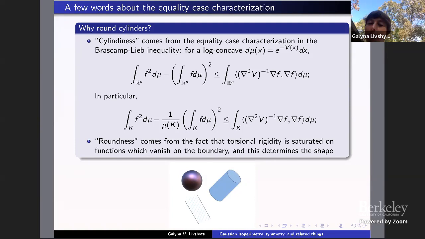Basically, cylindricity comes from the equality case characterization that I'm going to talk about in a moment in the Brascamp-Lieb inequality. Max mentioned a corollary of it, but let me remind you the inequality itself. It tells us that if we have a log-concave measure with potential V, then the variance of any function you can bound from above by this expression over here. Moreover, now if you have arbitrary V, replace e to the power minus V with e to the power minus V times the characteristic function of K. You still have a log-concave measure, even more log-concave, so this should still hold.